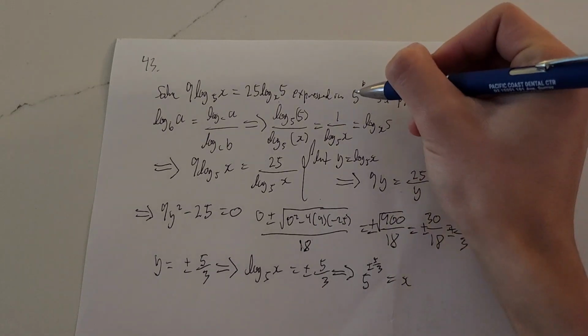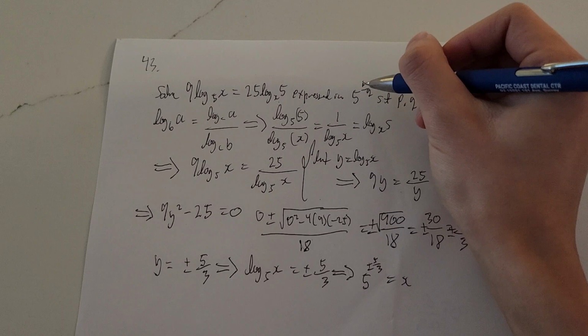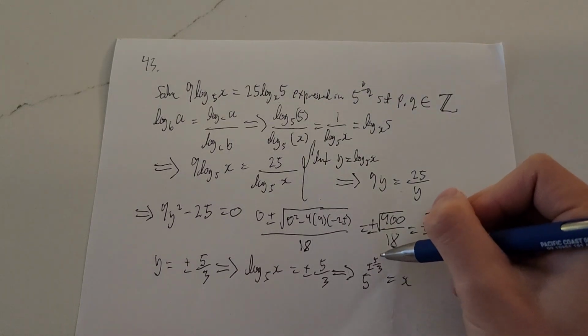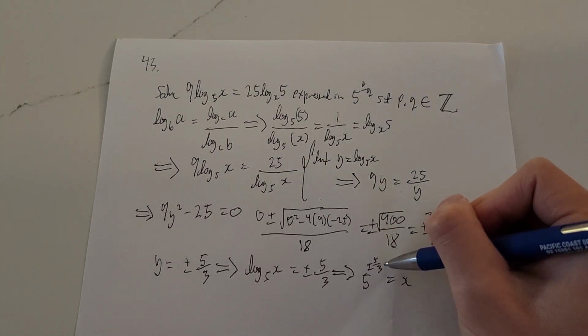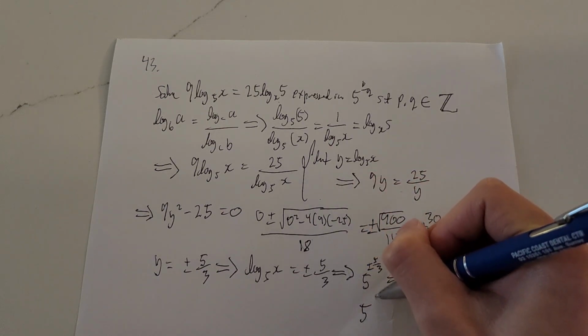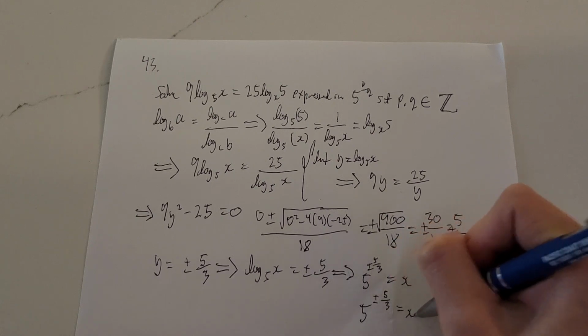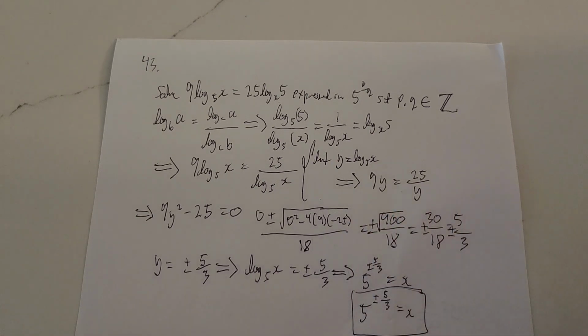And since it told us to find the answer expressed in 5 to the power of p over q, that means p is going to be 5 and q is going to be 3. And this is therefore our final answer. 5 to the power of plus minus 5 divided by 3. And that is question number 43.